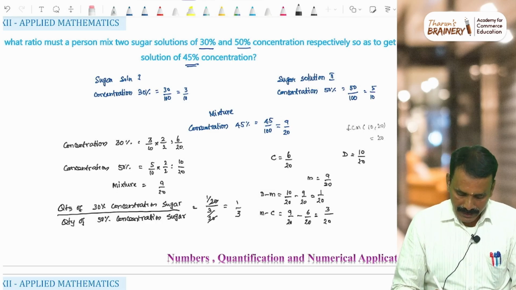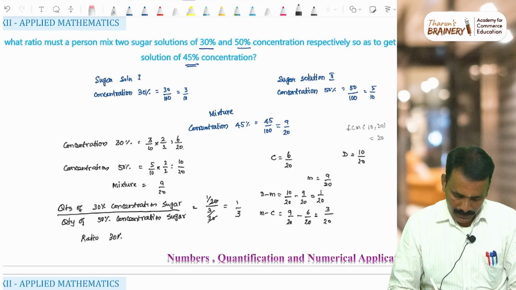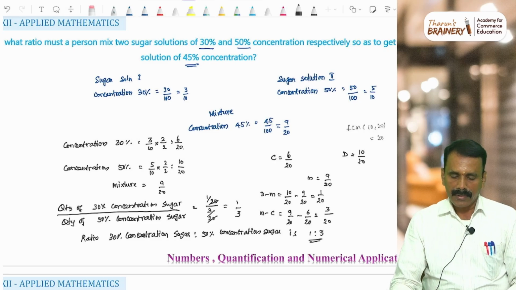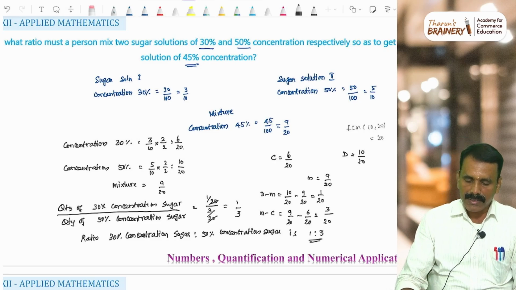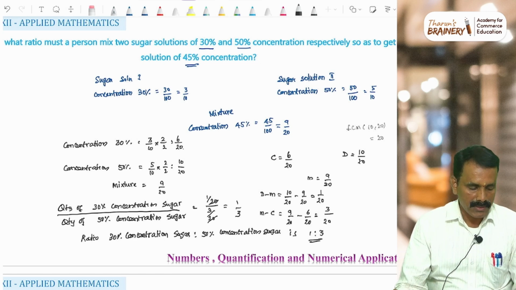So the ratio we must take of 30% concentration sugar to 50% concentration sugar is 1:3. This is the final answer. So this is the ratio in which we have to mix the two concentrations to get the required 40% concentration.